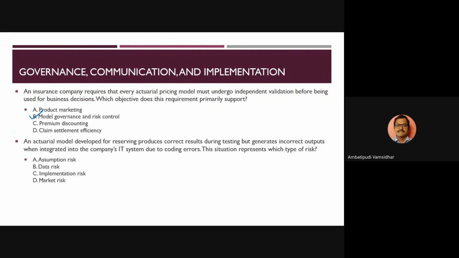An actuarial model developed for reserving produces correct results during testing, but generates incorrect outputs when integrated into the company's IT system due to coding errors. This situation represents which type of risk? It is an implementation risk. Okay.